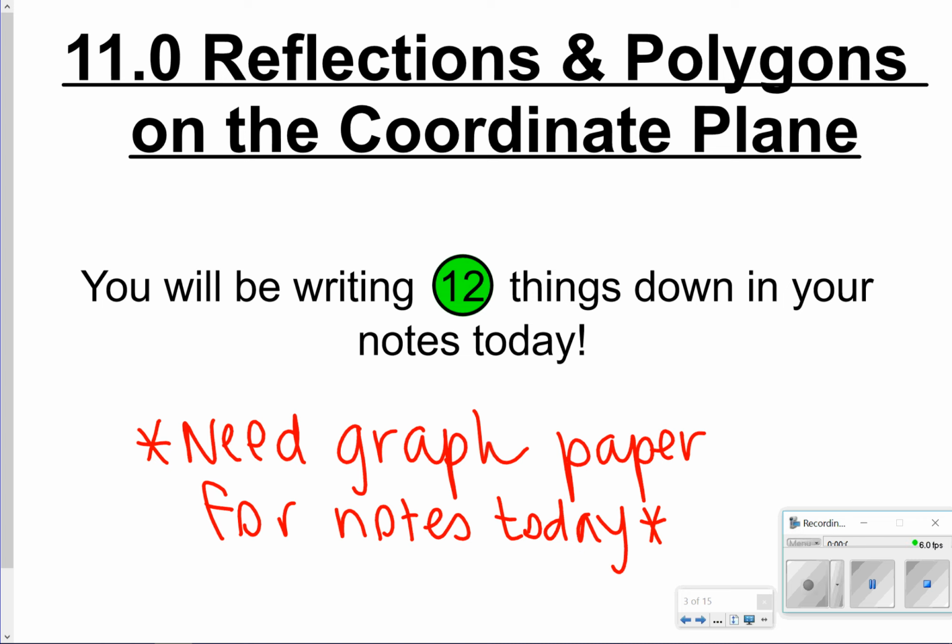Today we're starting chapter 11, and we're mainly focusing on how to reflect points on the coordinate plane or the graph, and then also how to draw points on the plane and then connect them to make shapes or polygons. Today we're going to be looking at 12 things to write down.